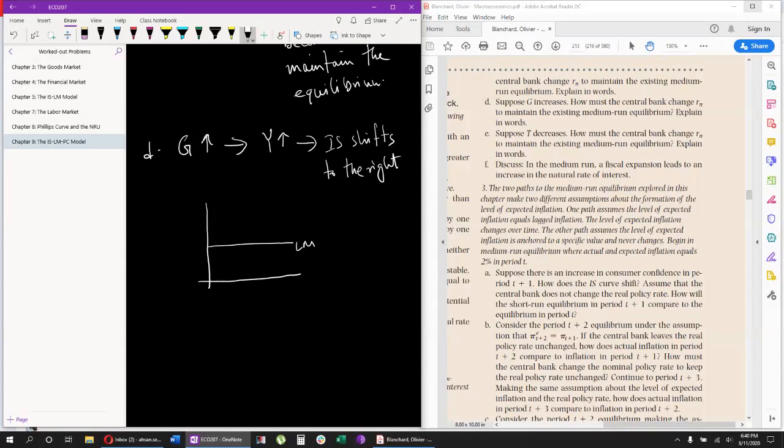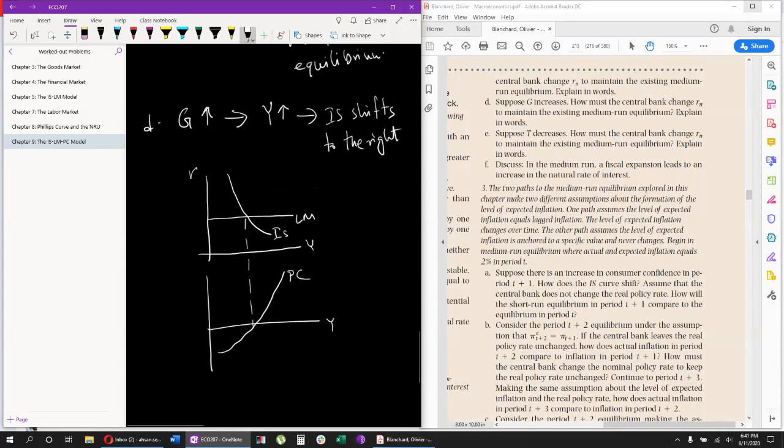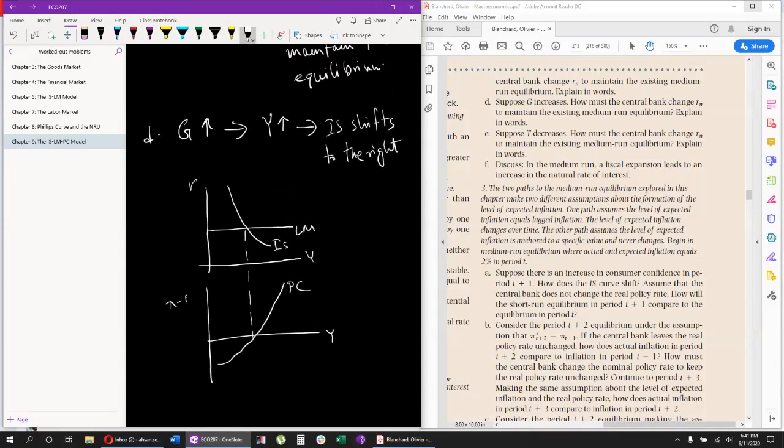This is LM. This is IS. We have PC. So this is Y. This is Y. This is R. And this is inflation minus expected inflation. So this is the natural rate.